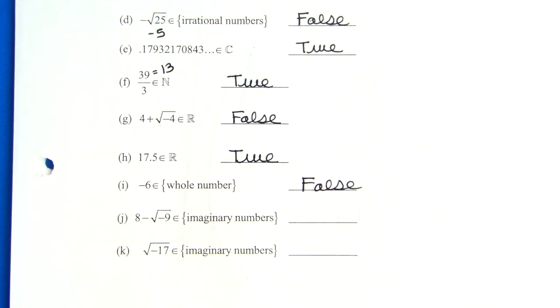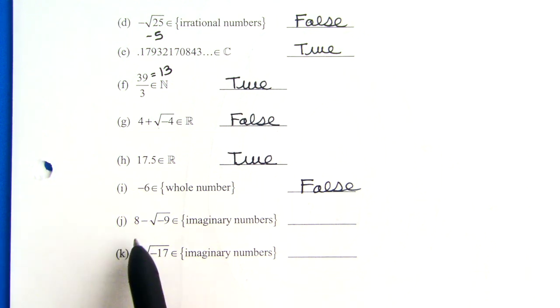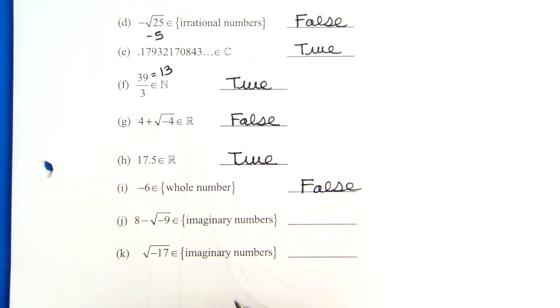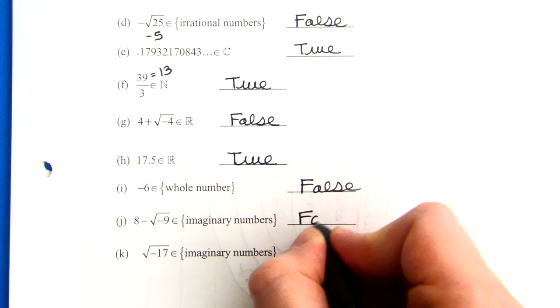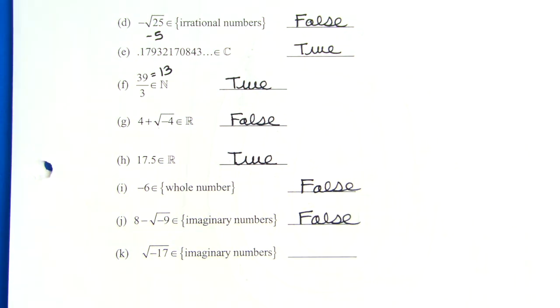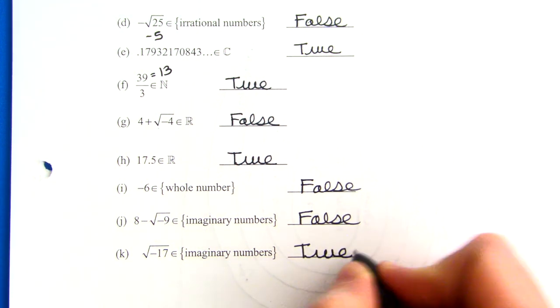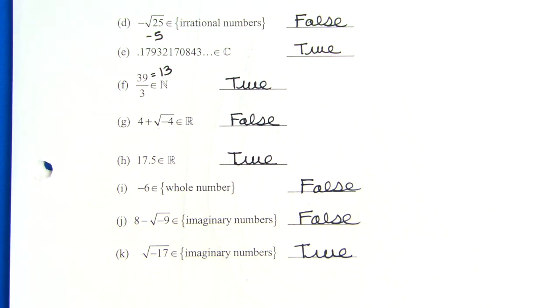Letter J. Because of the 8, it's not imaginary. If it was just the square root of negative 9, it would be imaginary, but because of the 8, it is not. That has to be false. Finally, letter K. Is that imaginary? Sure it is. It's just the square root of a negative number. That is true.